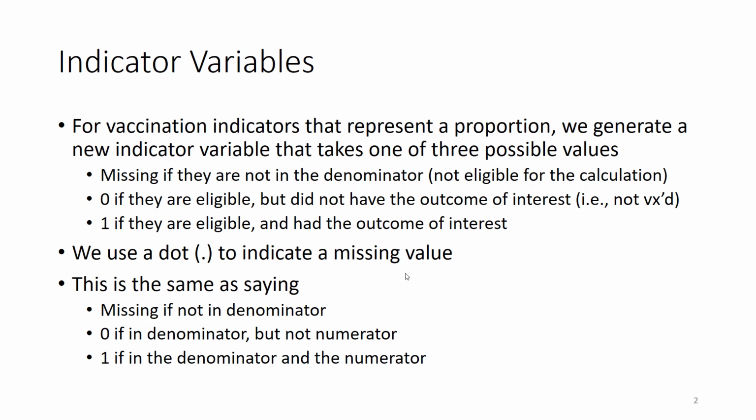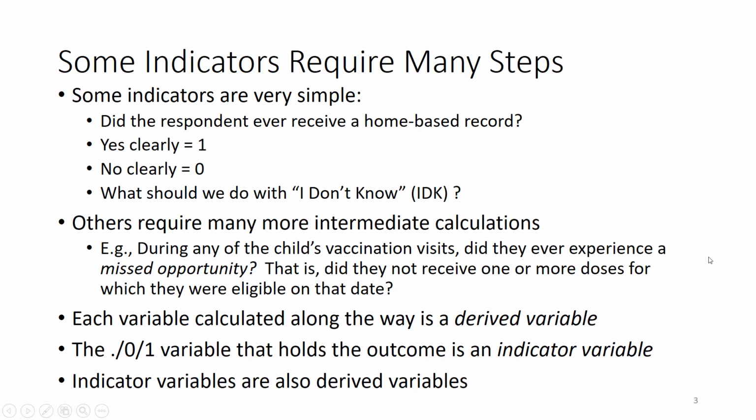This is the same as saying that the indicator is missing if the child's not in the denominator. It's 0 if the child's in the denominator of the indicator, but they're not in the numerator. And the value is 1 if they are in the denominator and they're in the numerator. Now, some indicators are very simple, and you can just calculate the indicator variable directly from the survey variables, and you don't have to have any intermediate steps.